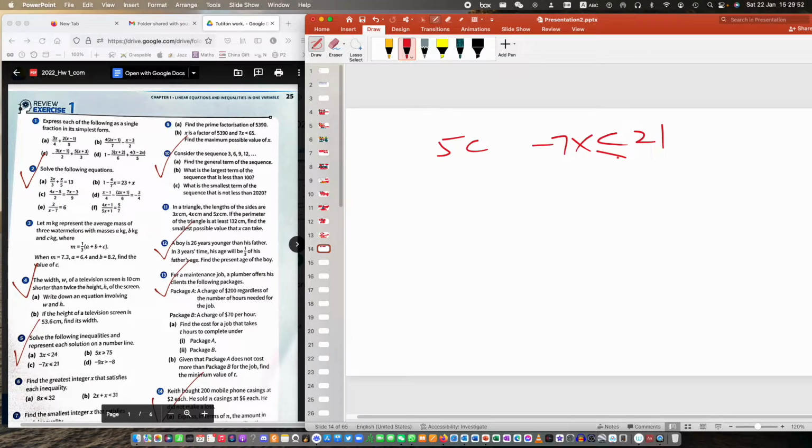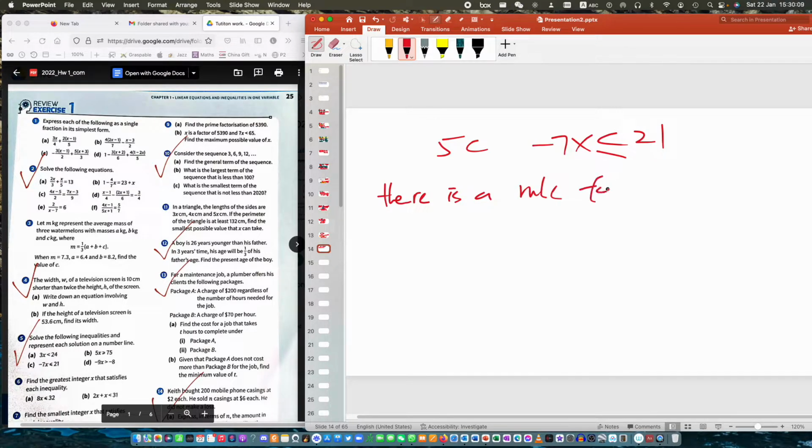So the sign remains the same. Can you knock your head once? This is the rule I asked you to memorize. What rule is that? There is a rule for inequality.